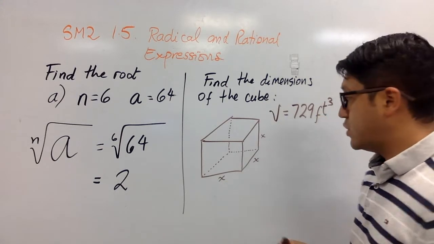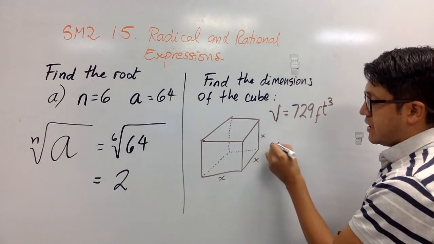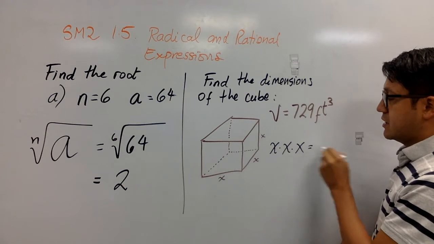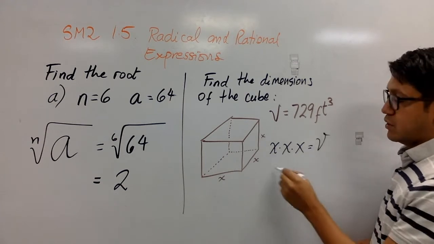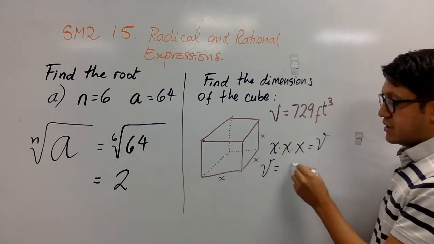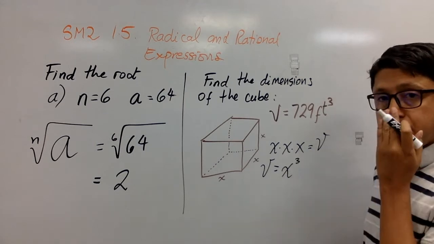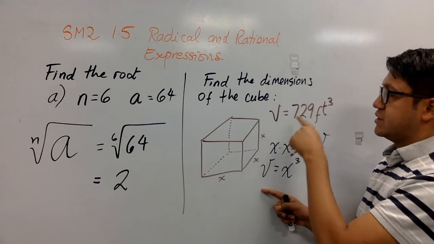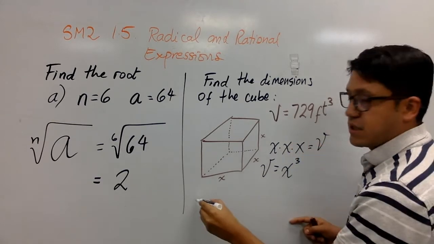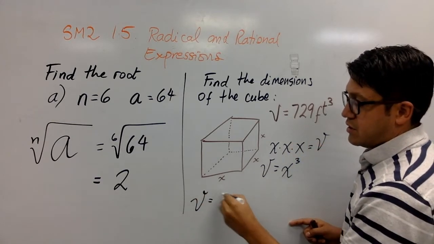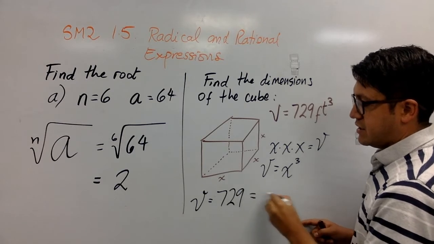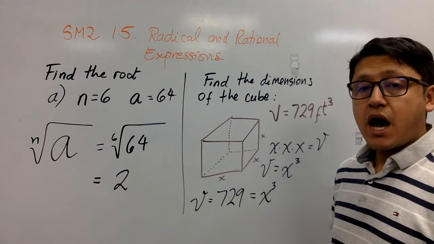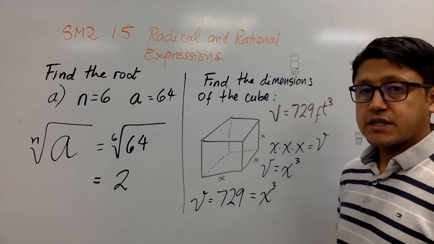The point is that in order to find the volume, we need to multiply each of the lengths of the cube. That means that x multiplied by x multiplied by x, that's the volume of the cube, which means that the volume is x cubed. So this x cubed is the volume which we are told is 729. So 729 is x cubed. So now, thing is, how do we solve for x in this case?